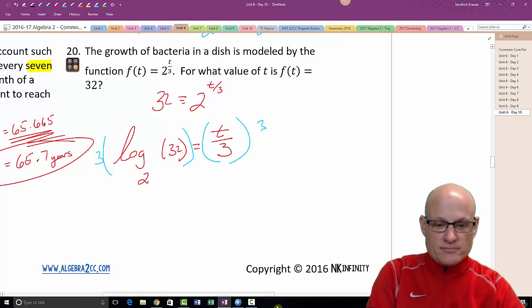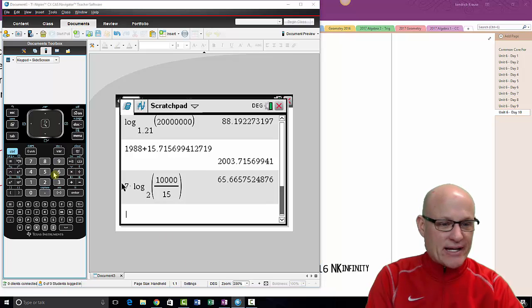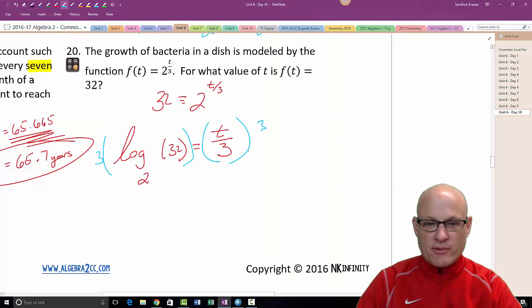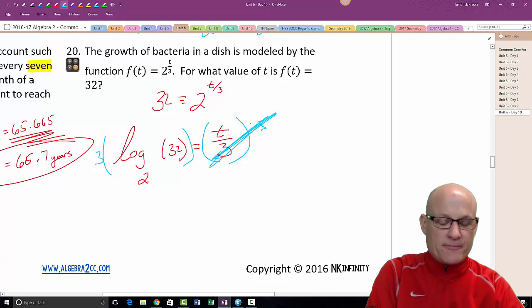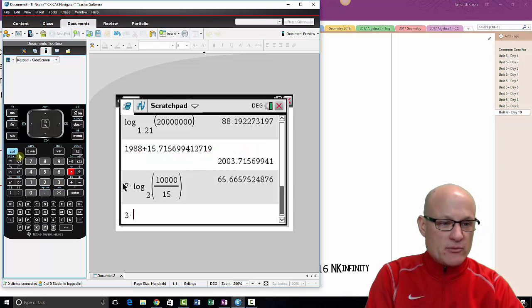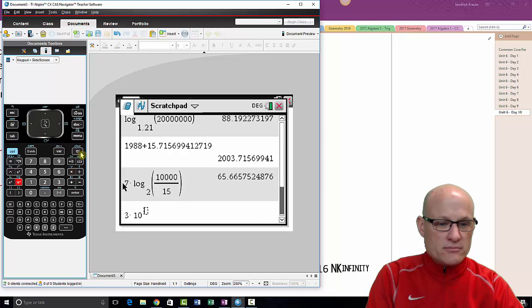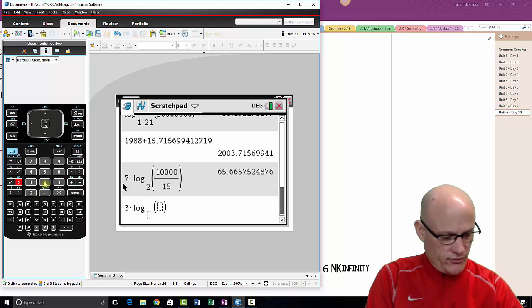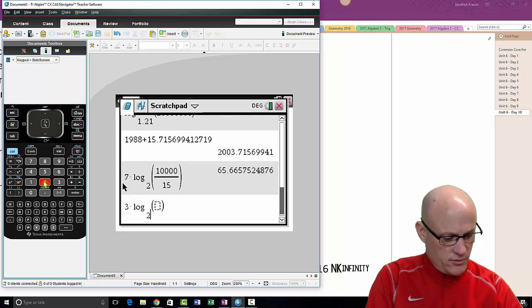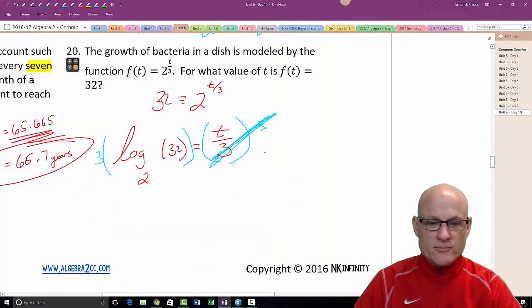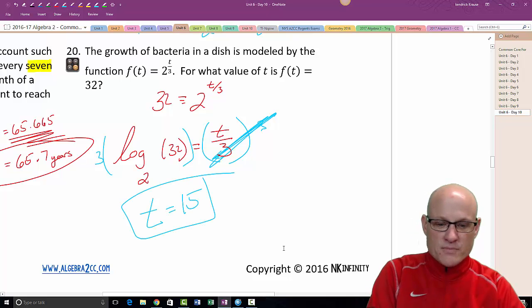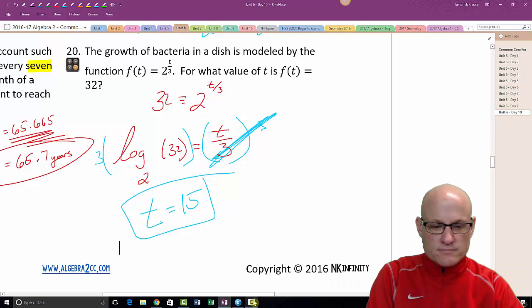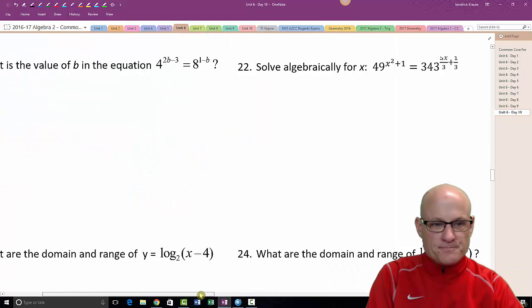I go over to my calculator. Now I multiply by 3 to get rid of these 3, by the way. I didn't really point that out, but to get rid of those 3. So 3 times the log base 2 of 32, 15. So t equals 15. All right, let's see what we got.